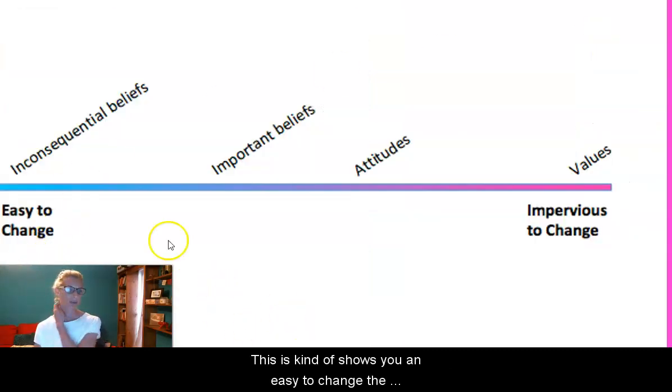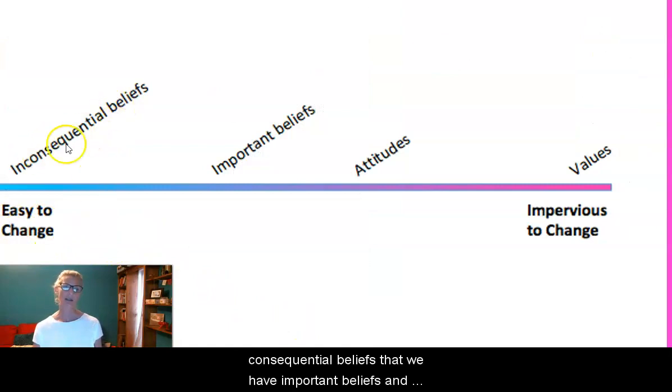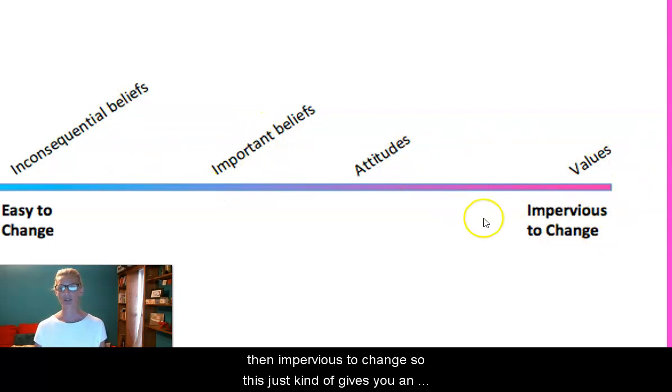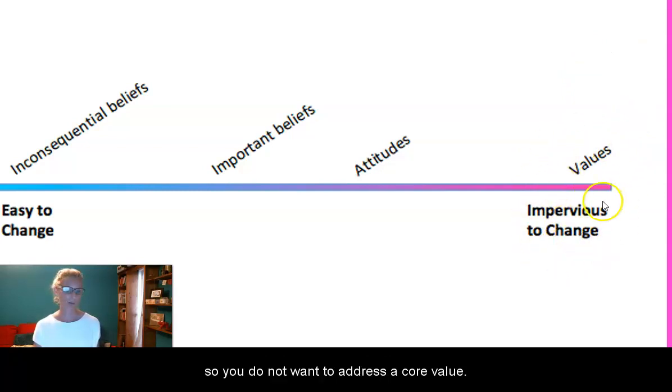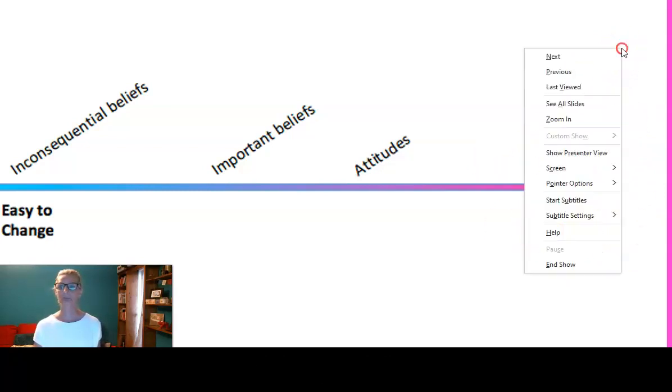This shows you the inconsequential beliefs that we have, which are easy to change, then important beliefs, and then values, which are impervious to change. This gives you an understanding of how to conceptualize what will be easier to change and what is harder to change, so that when you are coming up with your final speech topic, you want to choose a topic in which you are not trying to change a core value. You do not want to address a core value.